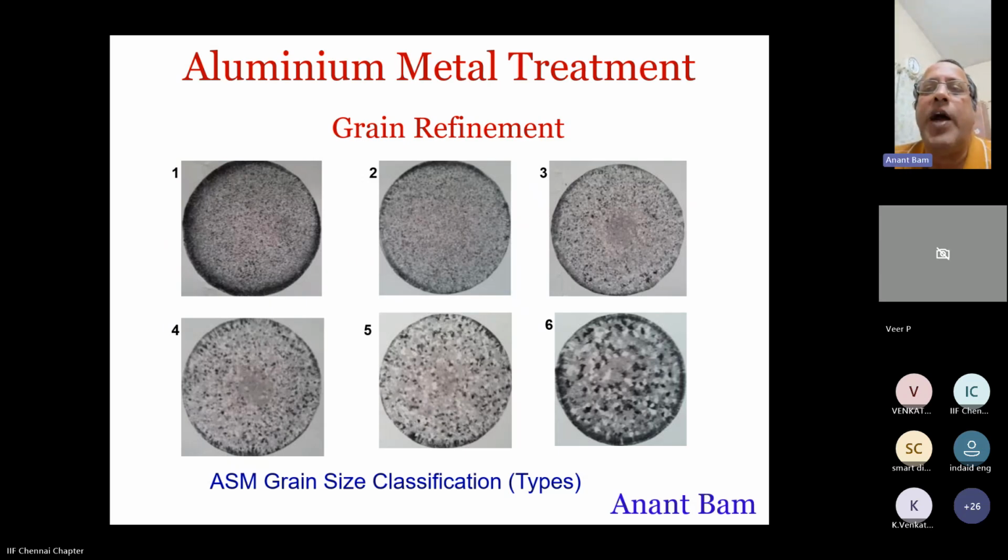This is the ASTM, American Society for Testing and Materials, grain size classification. That is the types of grains. These are macrographs, macro. That is what we saw with the Tucker's etch. Usually the sample diameter is 25 mm, that is 1 inch. And whatever circles you are seeing, those are classified for 1 inch. Type 1 is the finest grain. Type 6 is the coarsest grain. Next slide, please.